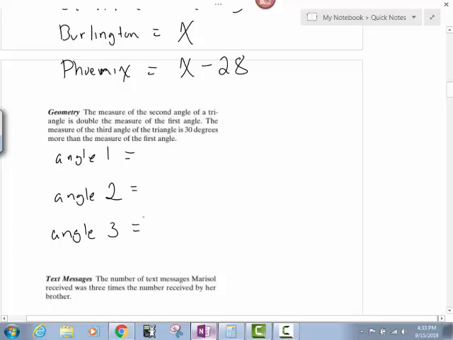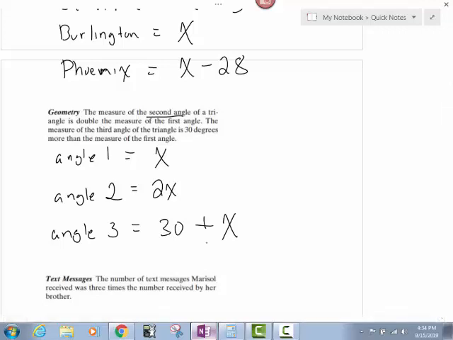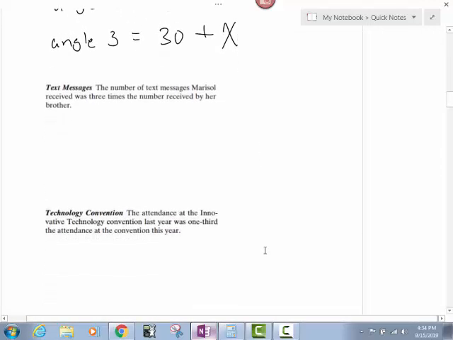The first thing I notice, we're talking about the measure of the second angle, and it's double the first. I don't know anything about the first, so let's call angle 1 X. Since the second angle is double the first, that would be times 2. Then it says the measure of the third angle is 30 degrees more than the measure of the first angle, so X plus 30. What we're doing here in 3.1 is trying to figure out how we write these sorts of comparisons. We'll actually do solving a problem in the next section, or the next 2 sections.